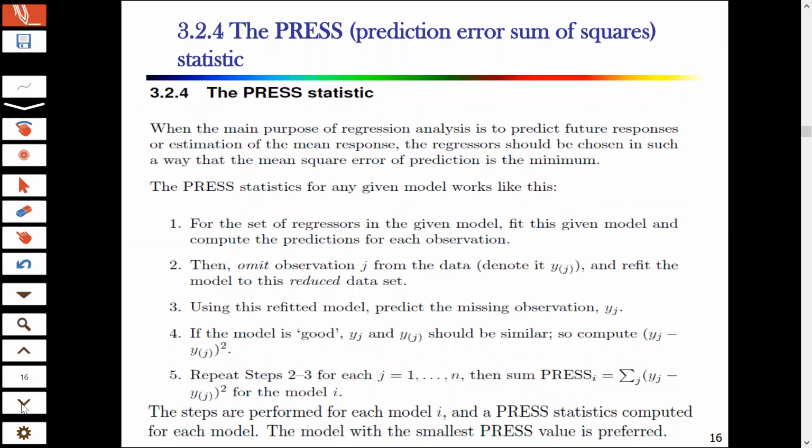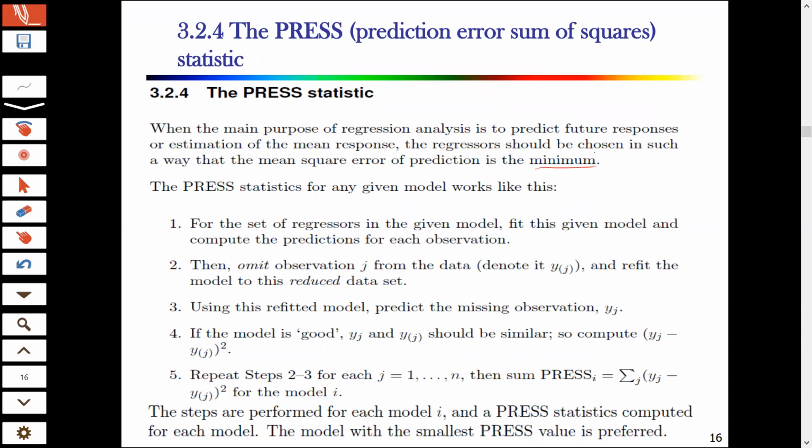Another important characteristic is called the Press statistic. Press means prediction error sum of squares. When the main purpose of regression analysis is to predict the future response or estimation of mean response, the regressors should be chosen in such a way that the mean square error of prediction is the minimum. Now, how can we calculate that? The Press statistic for any given model works like this.